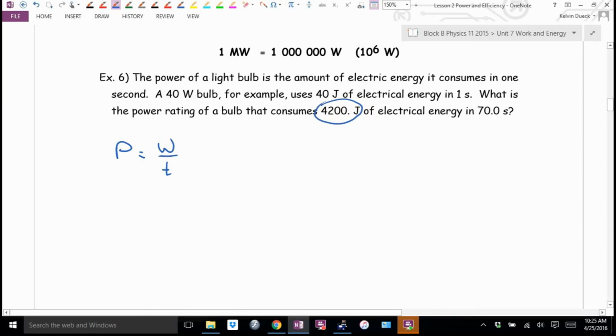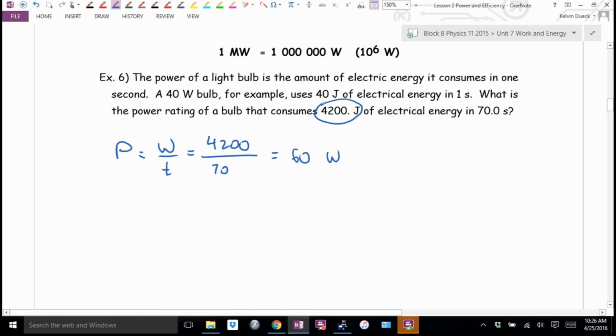I think that's the work. They told me 4,200. Jaden, how much time? How many watts is this bulb? 60? Yeah, it's a 60-watt bulb. Okay.